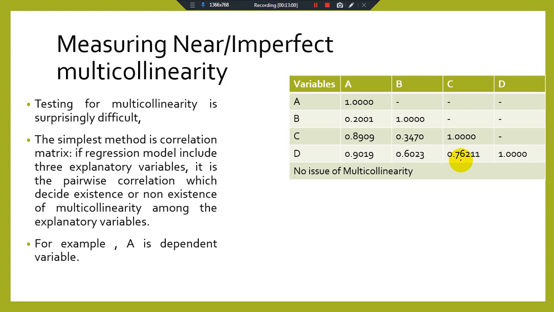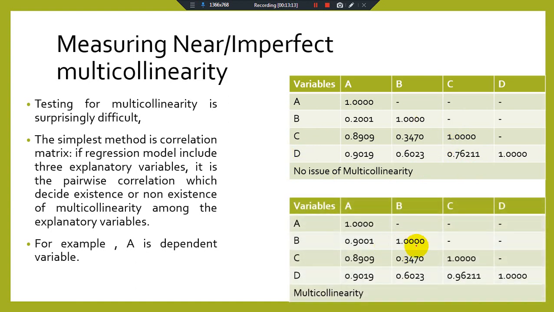This is not a high relationship between C and D like this. So there is no issue of multicollinearity. But if we have this type of relationship that you see here, we have 0.96 correlation between C and D. So here we can interpret that C and D have a multicollinearity issue.